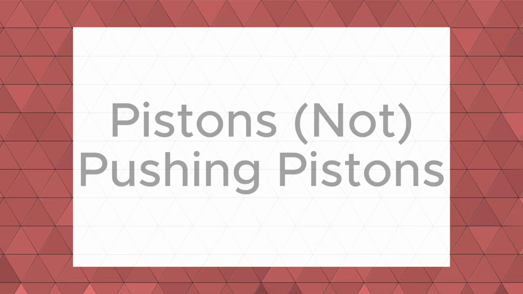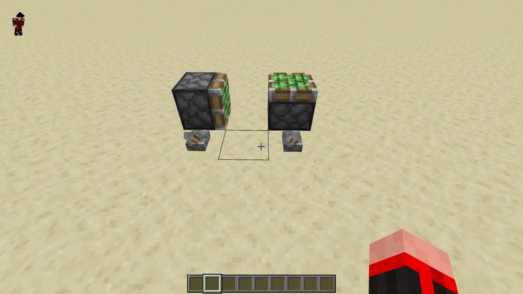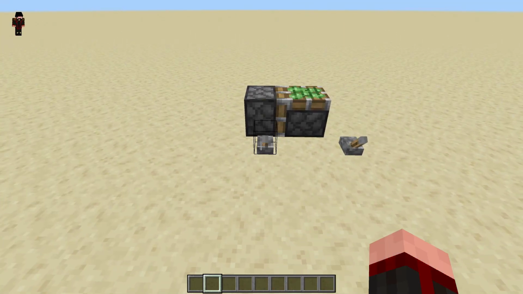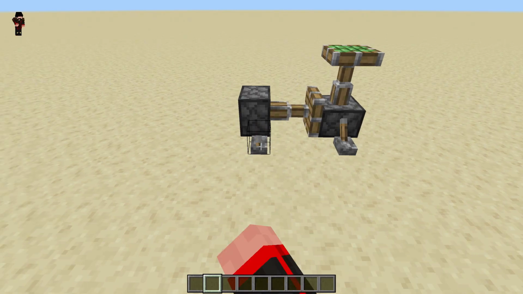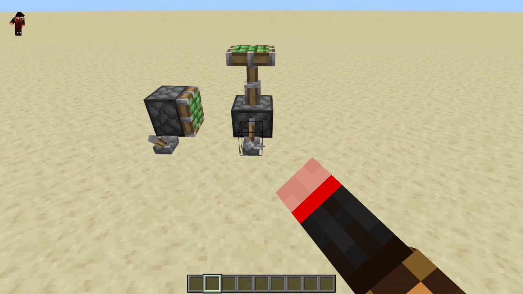Pistons cannot push extended pistons. This is important to keep in mind when making contraptions that use more than one piston, such as piston extenders, which have to be designed around this, otherwise they can break really easily.